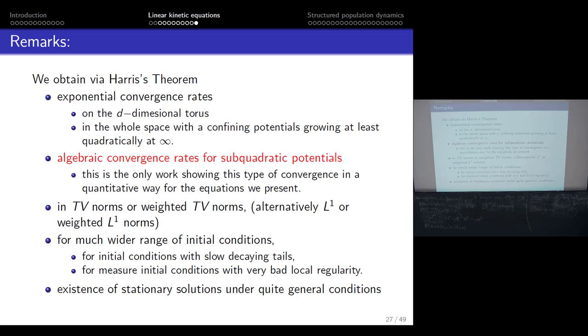Also, there is not a uniform way to apply this to every kind of equation. For every kind of equation, you need to change your strategy, at least for the Doeblin part.